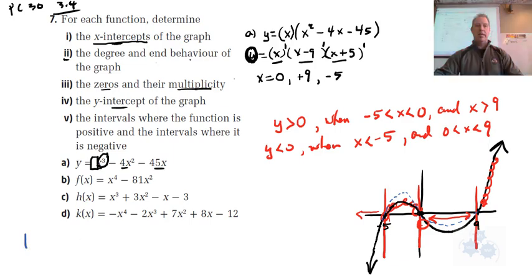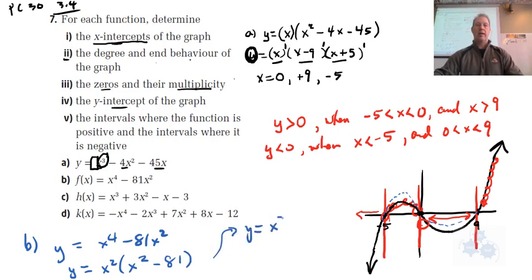Okay, so if we look at B, if we have y or f of x equals x to the 4th minus 81x squared, what you can do similar to A is you can take out an x squared here, can't you? And so this now becomes y equals x squared times x plus 9 times x minus 9. That's a difference of squares there. So this is interesting, isn't it? This x squared represents a 0 at 0, and it also has a multiplicity of 2.